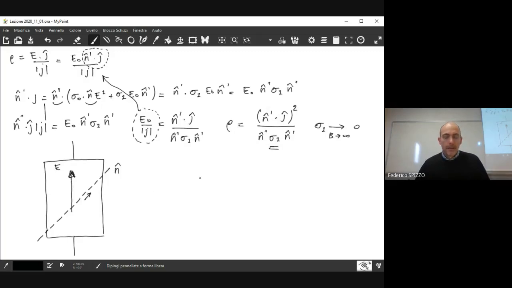So let's say if we suppose, for instance, to make a diagram where we plot how the resistivity changes. So if we make a polar plot and we suppose that along this plot the possible directions for n are, this is just an example.